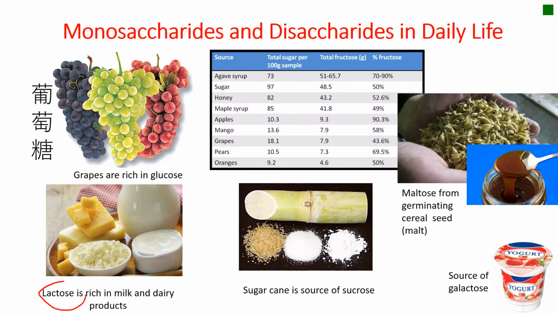The first disaccharide, the sweetness of milk, comes from lactose, which is the combination of glucose plus galactose. That's lactose, right? And then how about the sucrose? If you still remember in the previous slide, sucrose is a disaccharide that comes from the combination of glucose and fructose. Glucose and fructose combine to become sucrose, all right? And then the last one, maltose. Maltose can be found easily in germinating cereal seed, called malt. And maltose is actually two glucose combined together.